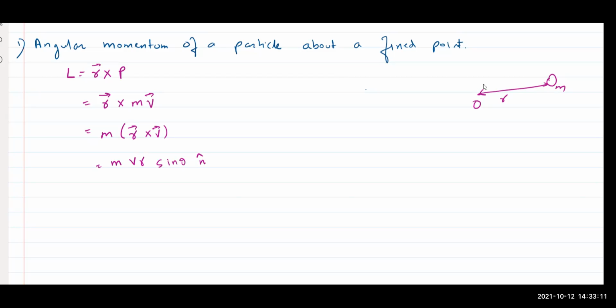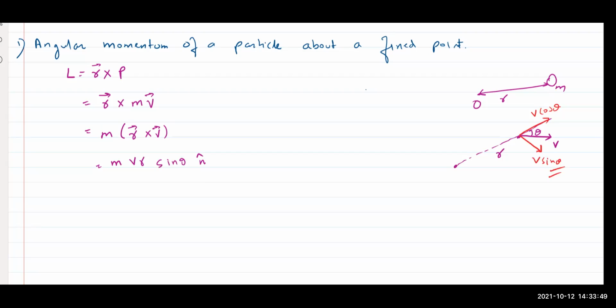Suppose I have a point, and this is a particle. This is the distance R, and suppose the velocity is like this, and this angle is theta. Can I say this velocity has two components? One is along the radius and one is the perpendicular component. This is v cos theta and this is v sin theta.